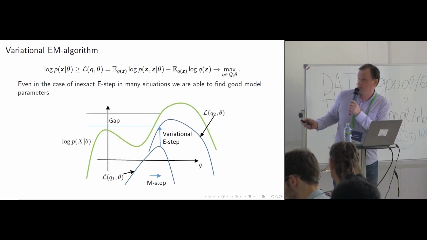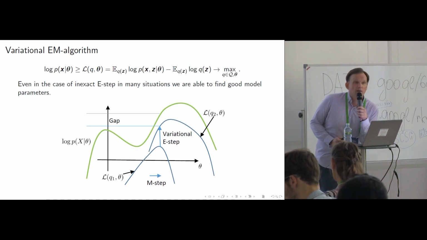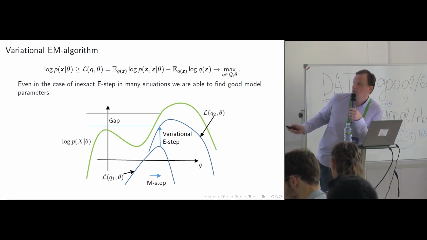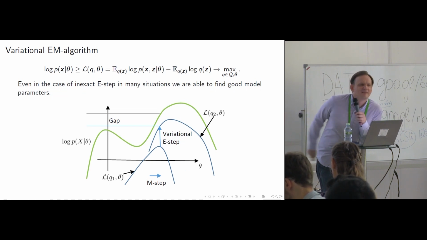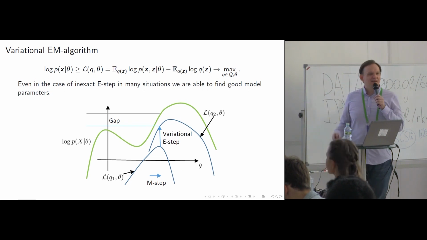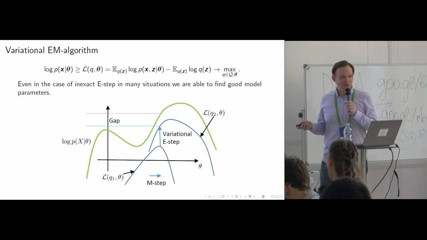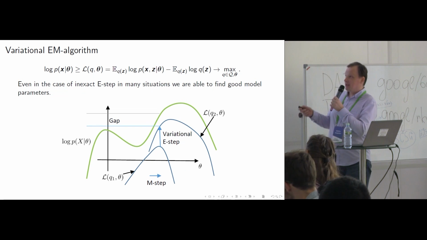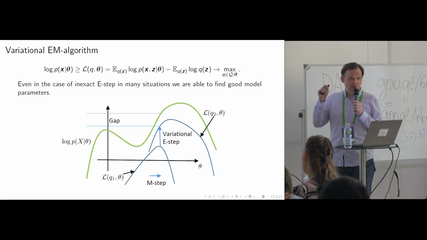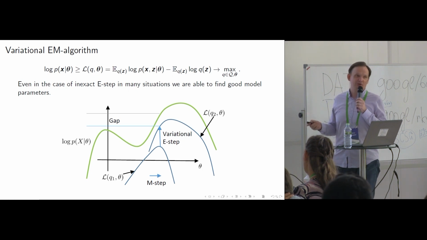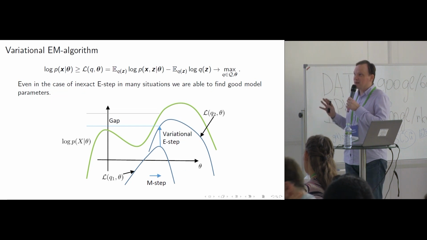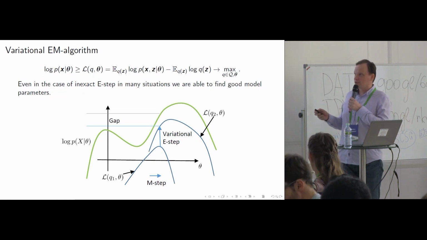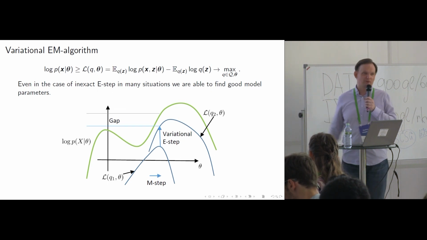Okay, you mean this one? Okay, and what's the question again? No, because in order to calculate this gap, which is a KL divergence between the true posterior and our approximation, you need to know the true posterior. Sometimes you can use some estimation of this gap, but not the true value.